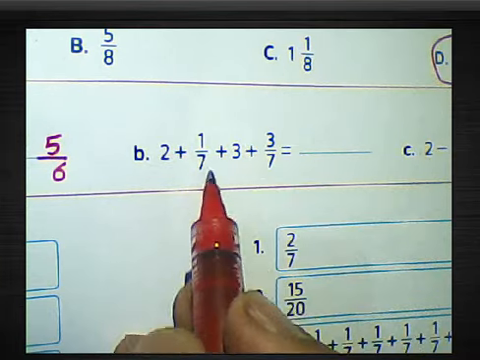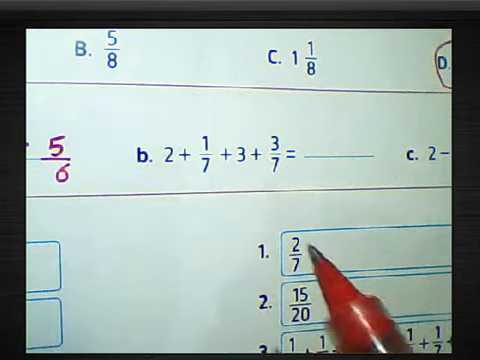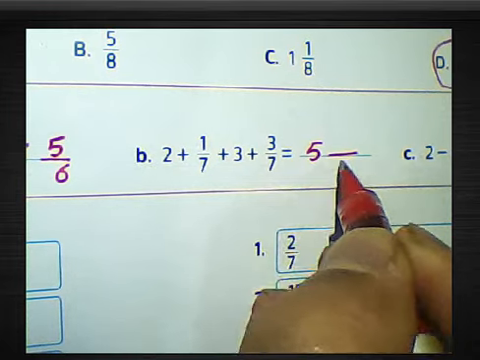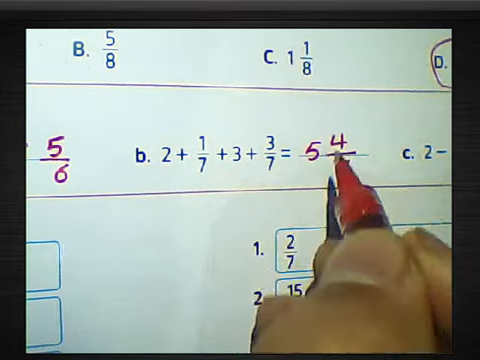And 2 plus 1 over 7 plus 3 plus 3 over 7. 3 plus 2 equals 5. Denominator 7, 3 plus 1 equals 4.